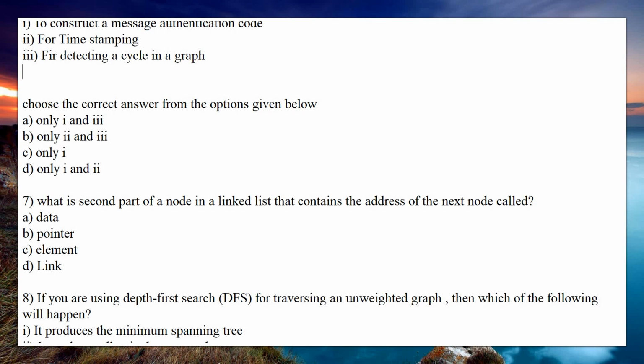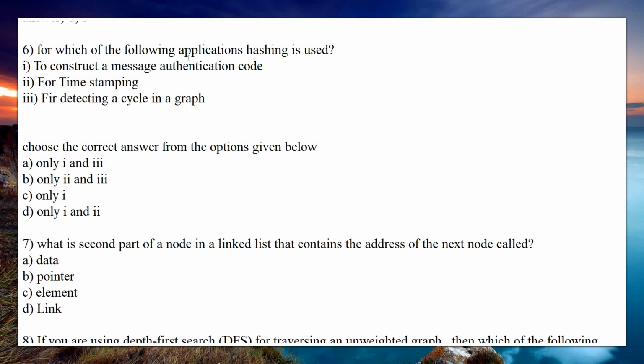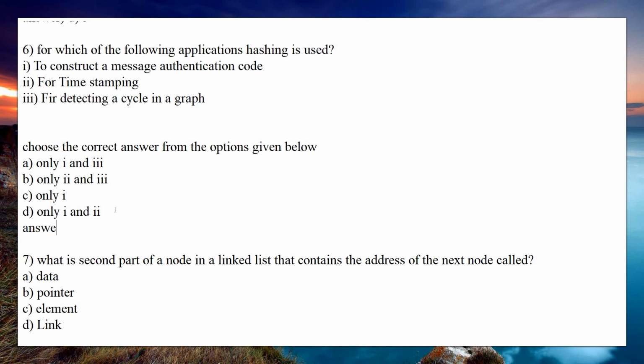Only 1 and 3, only 2 and 3, only 1, as well as only 1 and 2. As we said, hashing is used to construct a message authentication code and for time stamping. So you can say only 1 and 2 is the correct answer for this question. That is option D, the correct answer for the sixth question.